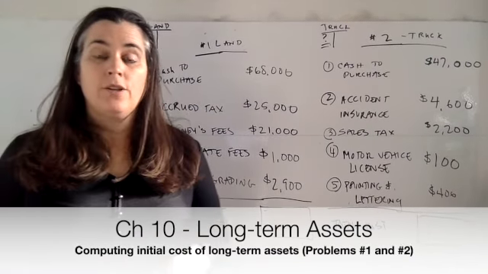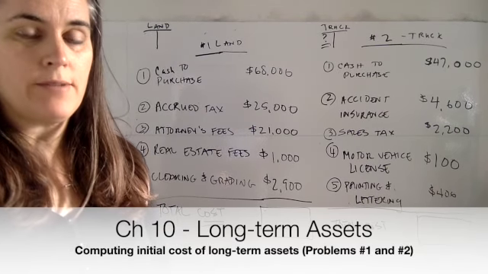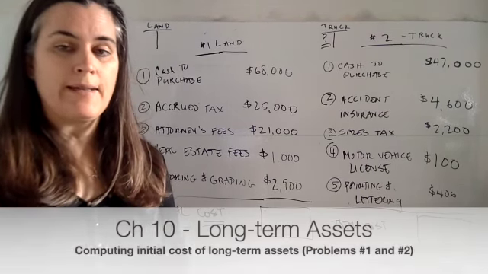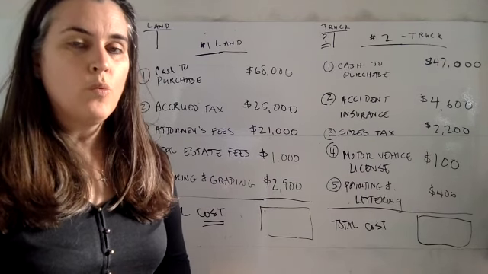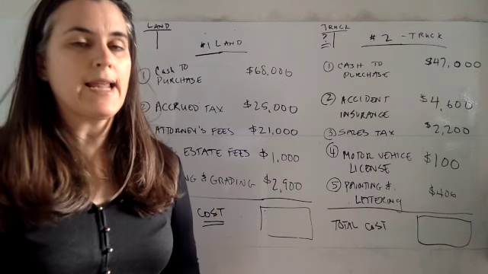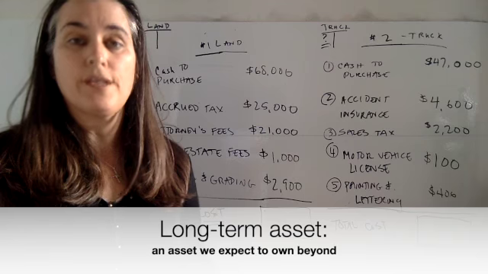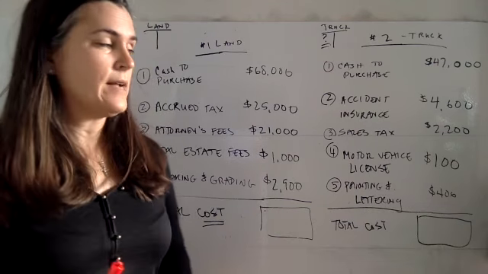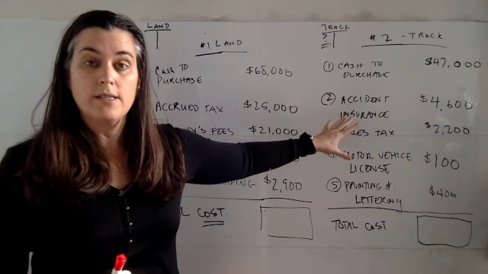Okay, everybody, let's take a look at Chapter 10, homework problems number 1 and 2 from the final exam assignment folder. What these problems look at is purchasing a long-term asset and considering what is included in the initial cost of that asset. A long-term asset is an asset that we expect to hold on to for longer than a year. Okay, we have seen long-term assets really so far in the context of depreciation. We would depreciate an item like a truck, for instance.